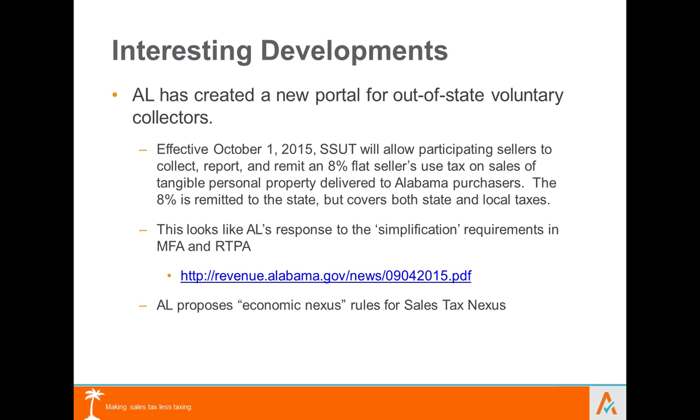But Alabama has gone ahead and proposed these regulations. Now, this flies in the face of Supreme Court jurisprudence in this area. The U.S. Supreme Court has said economic nexus is not the right analysis for sales tax. However, Alabama's pushing the envelope a little bit. So this is another area to keep your eye on.